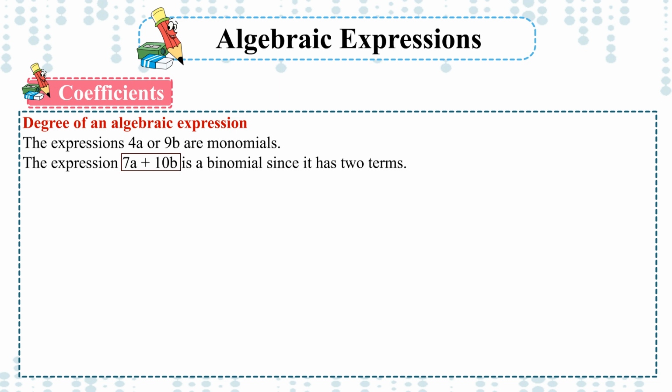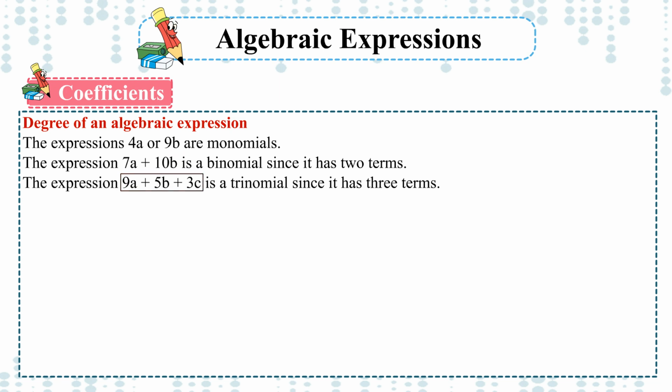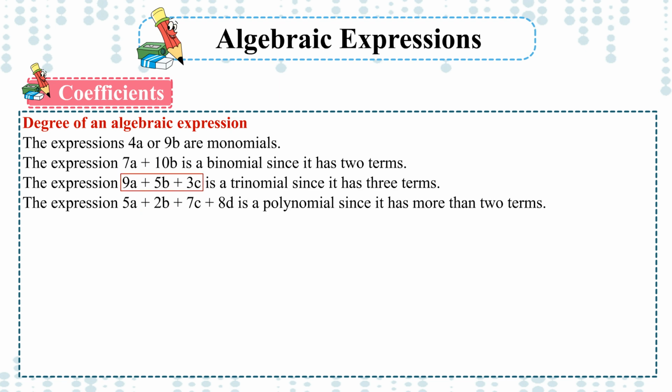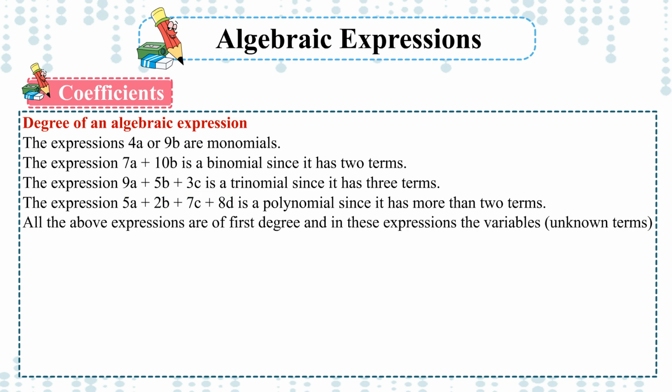All the above expressions are of first degree, and in these expressions the variables, the unknown terms, do not have any power index. All of them are raised to the power of 1. Now let us consider an algebraic expression: 3a² + 2a − 18. It is a trinomial since it has three terms.